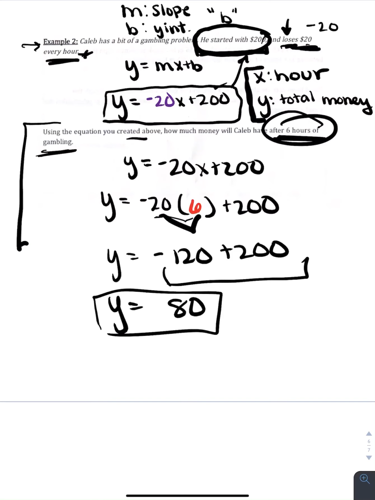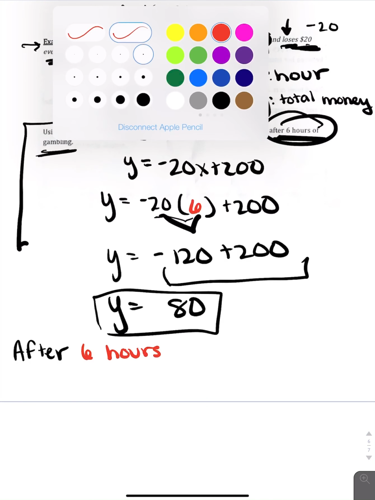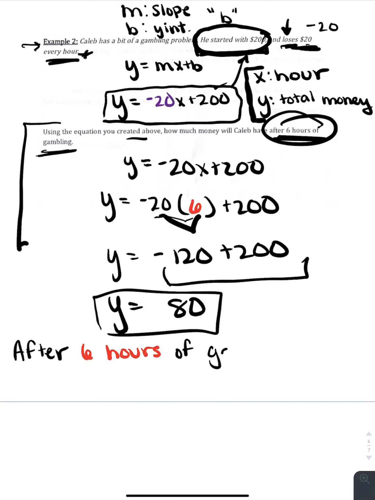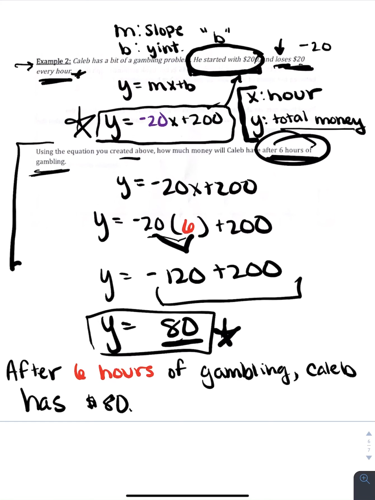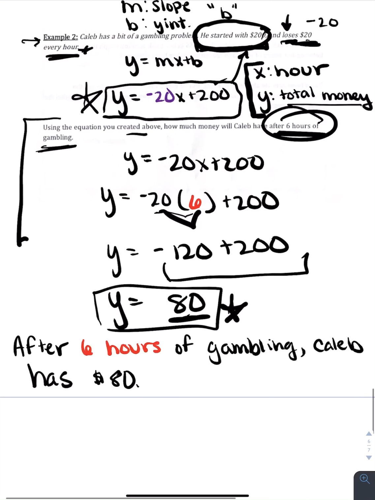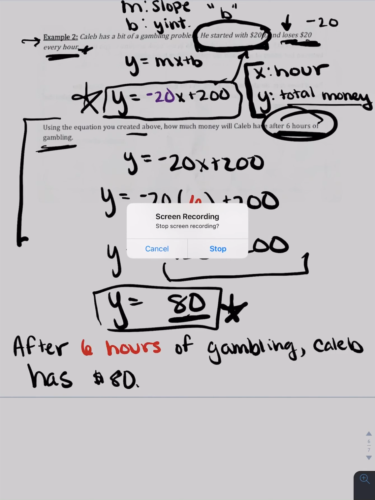So then your full sentence would be, after 6 hours of gambling, what's this guy's name? Caleb has, and then this final answer represents the total money. So he has $80. Okay? And that's how you can use these equations to find certain values. Again, if you have any questions about this, please reach out to me.